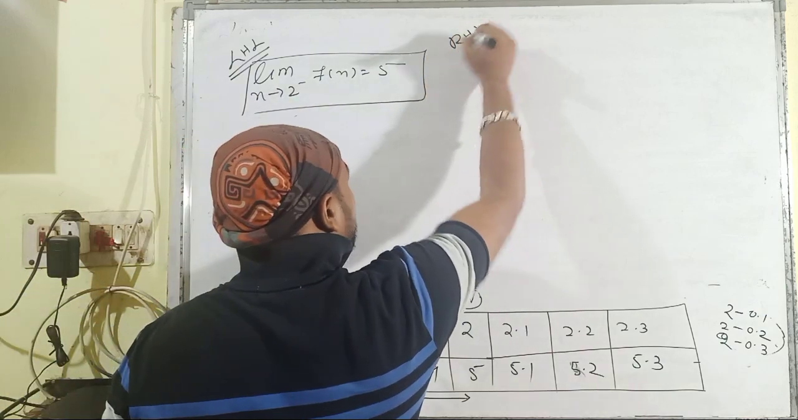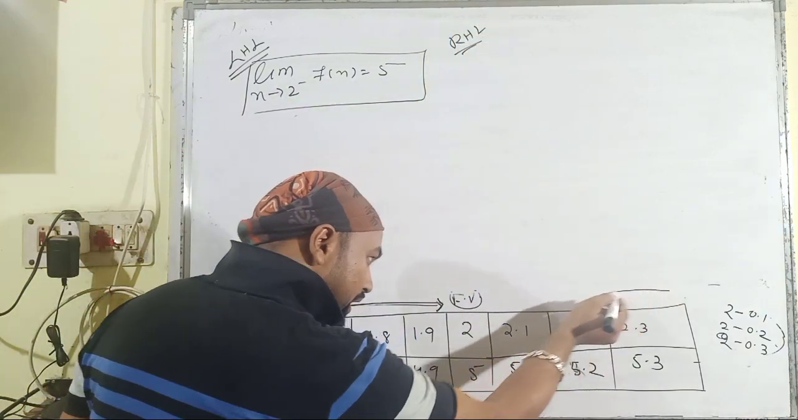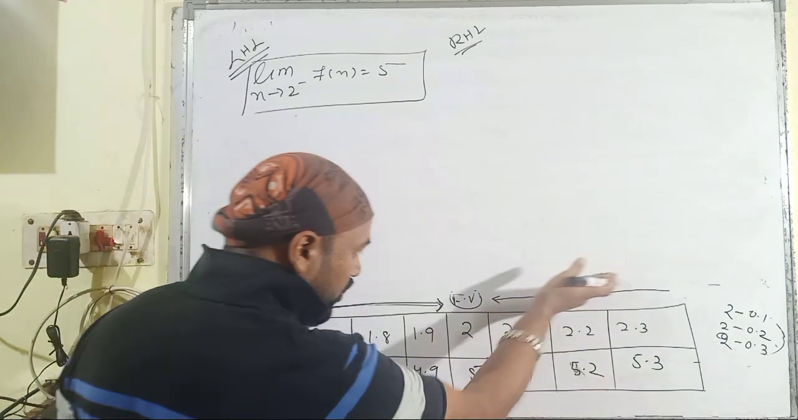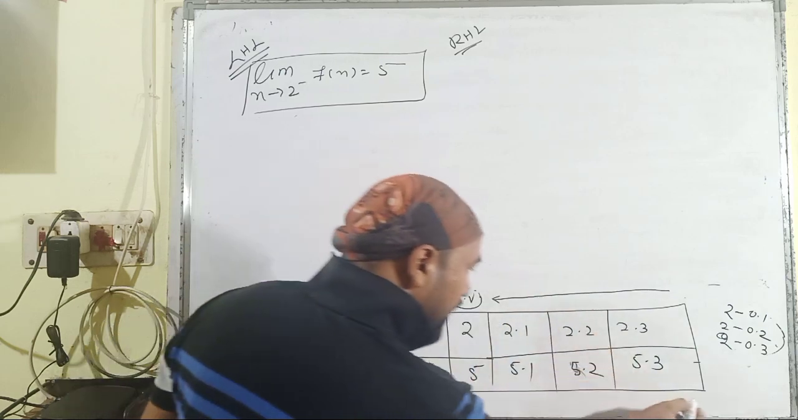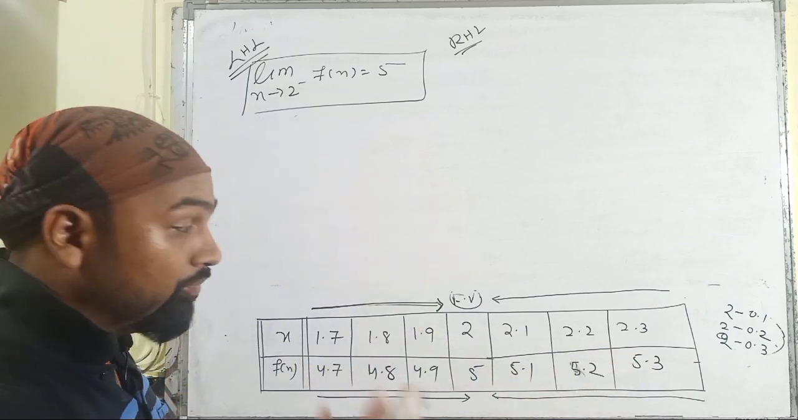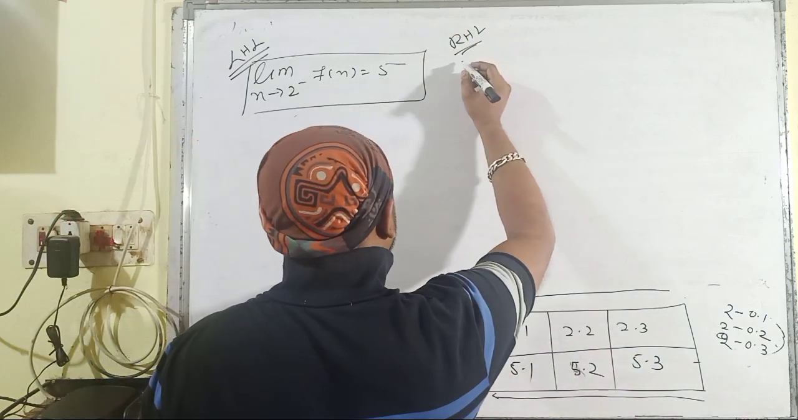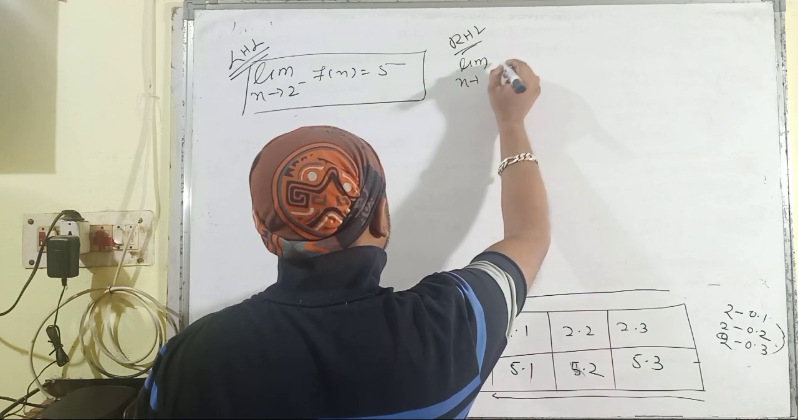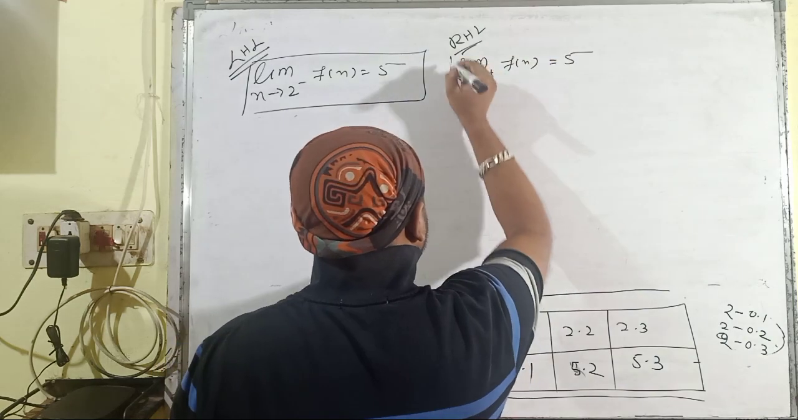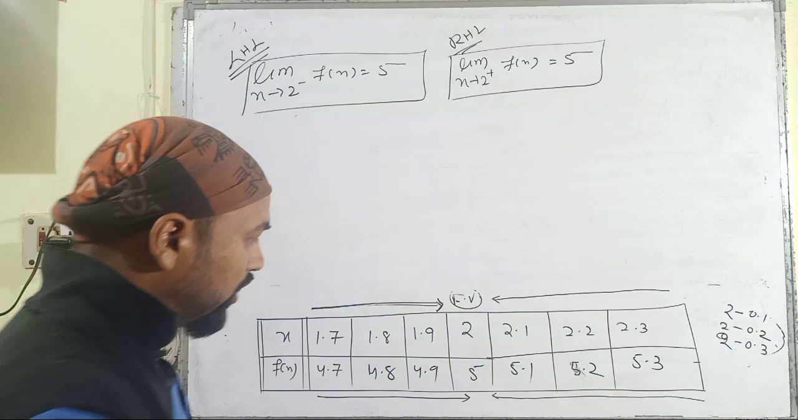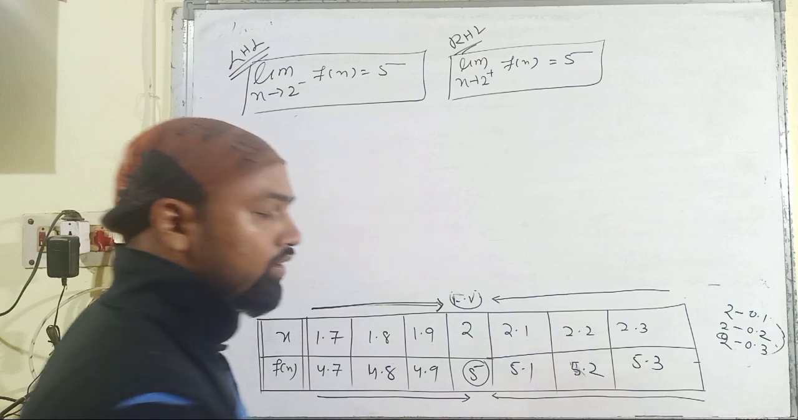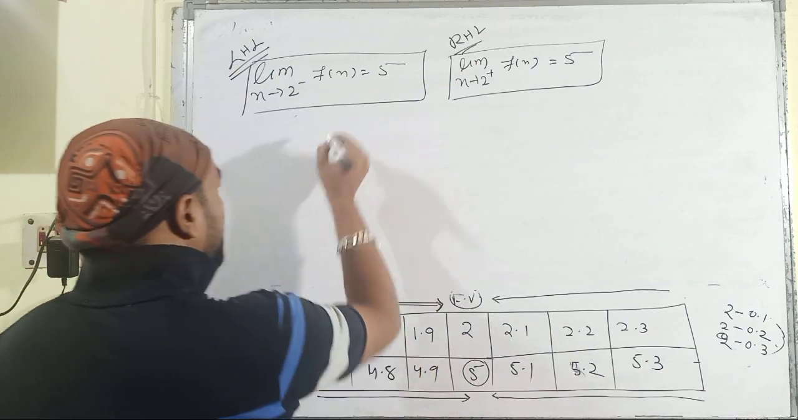In the right hand limiting case, whenever the value of x gets closer and closer to 2 from the right hand side, then the value of f of x also gets closer and closer to 5. So in the right hand limiting case, we can also write down the limiting value of f of x when x tends to 2 from the right hand side, and we are also getting the same value. That means both of the limiting cases approach the same integer, 5, when x tends to 2.